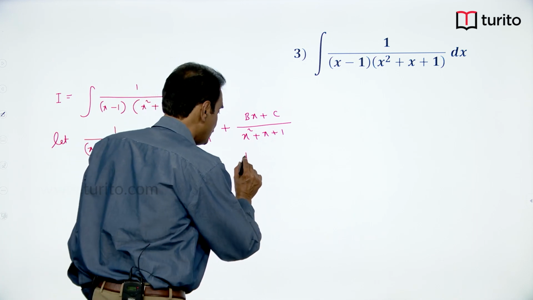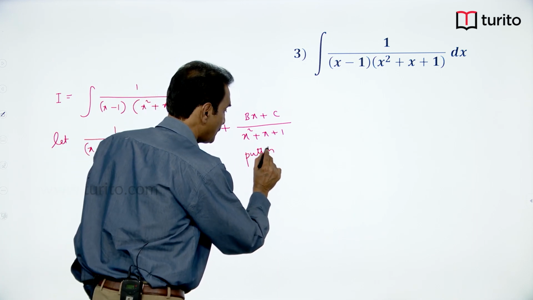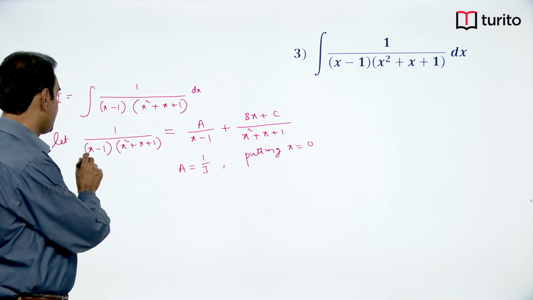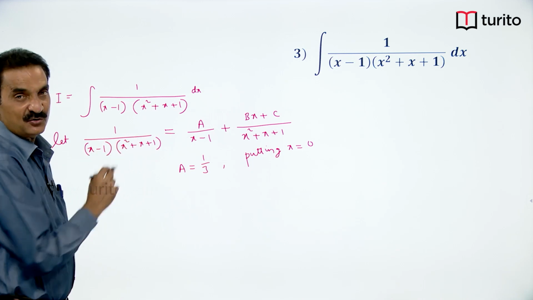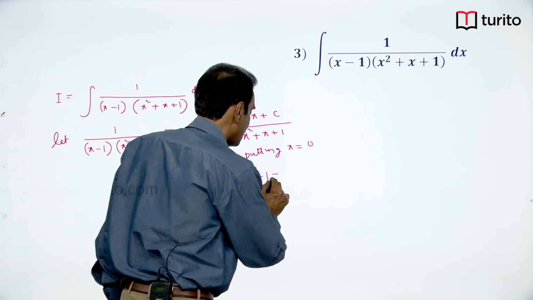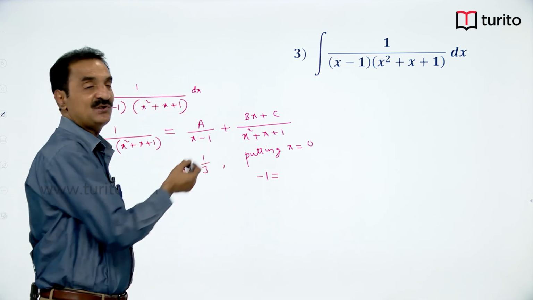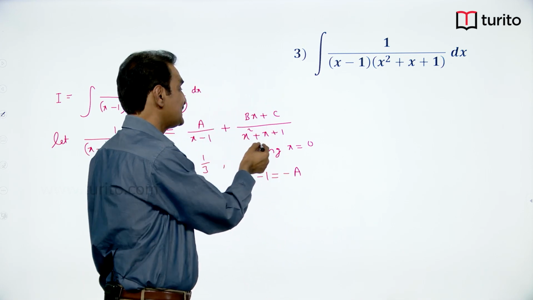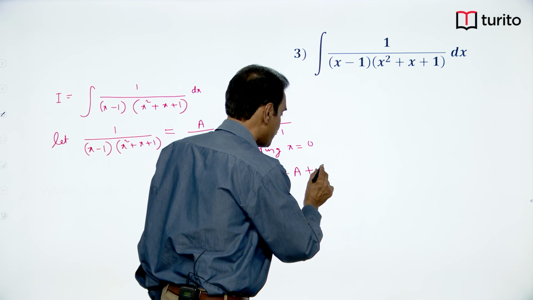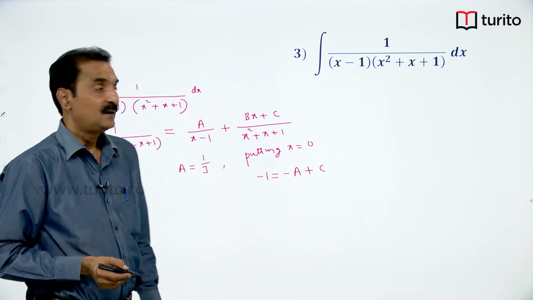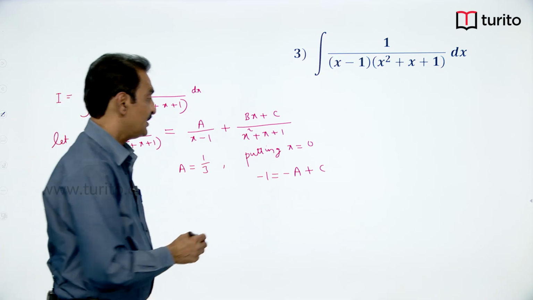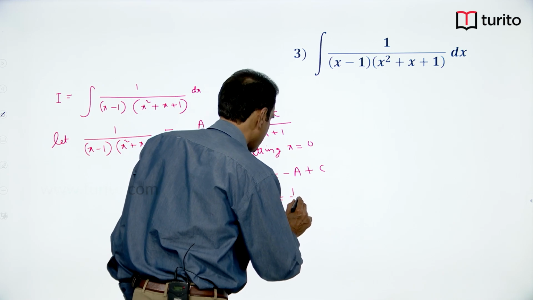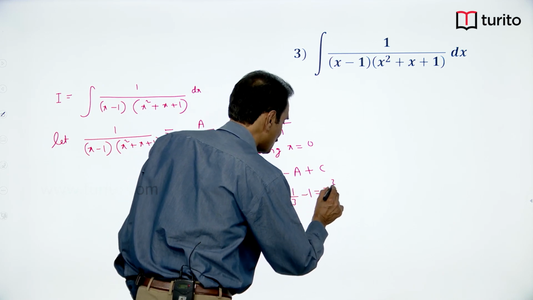Putting x is equal to 0, what will you get? This becomes 1 by minus 1 into 1, minus 1. And what is the RHS? a by 0 minus 1, minus a. Next is 0 plus c by 1, plus c. Then substituting a, you will get c is equal to a minus 1, means 1 by 3 minus 1, minus 2 by 3.